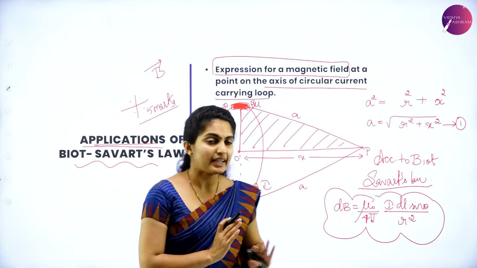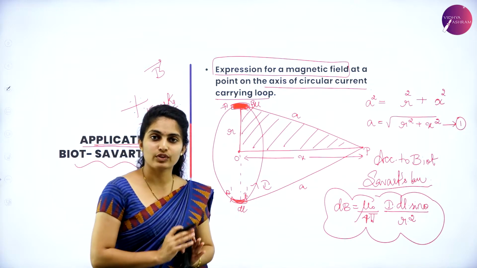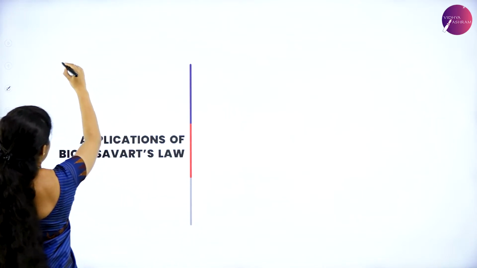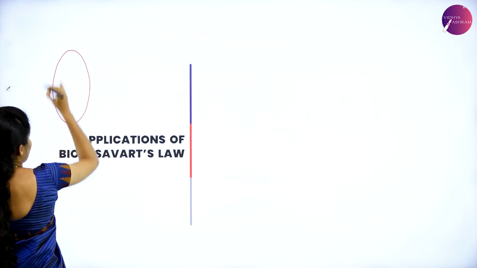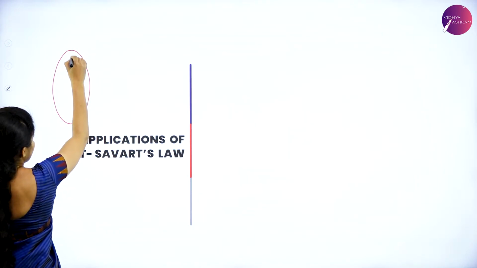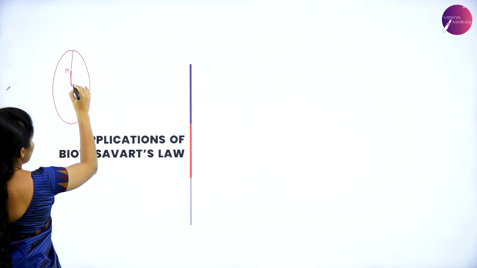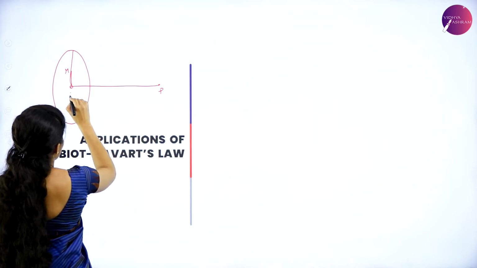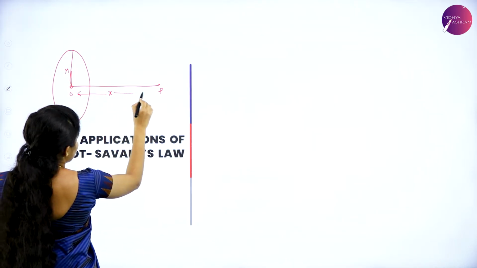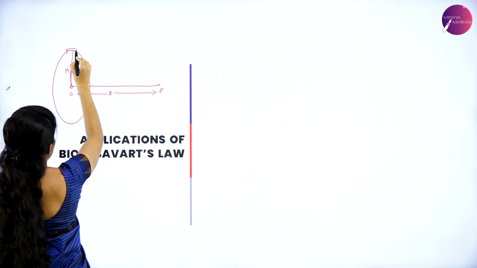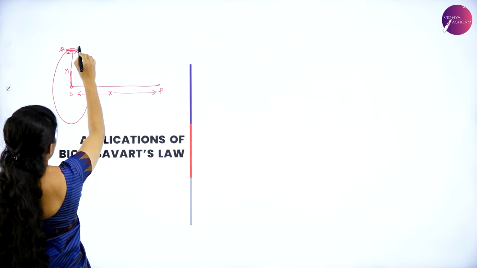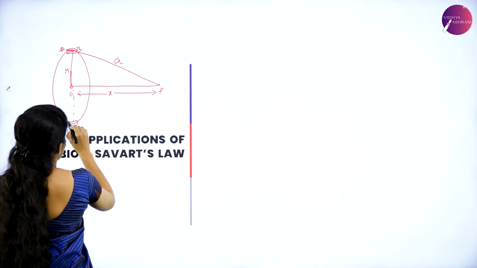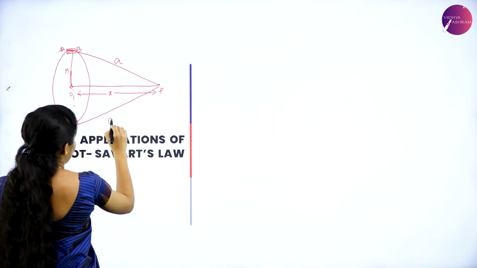take the same setup and the same basic foundation knowledge, and let us carry on to the next slide. So the diagram is a circular loop, center with radius r, the distance from P to O is said to be x, and the distance from the line element AB is A. So here also we have A.